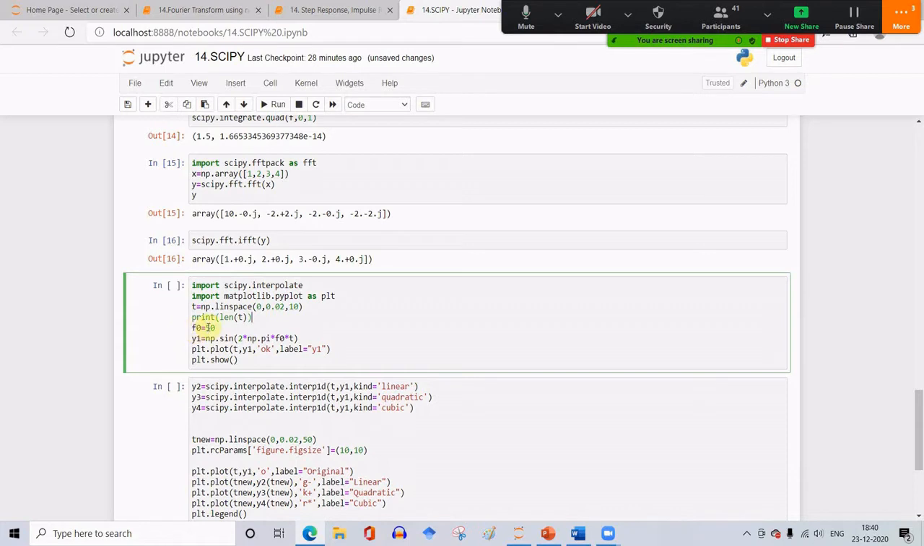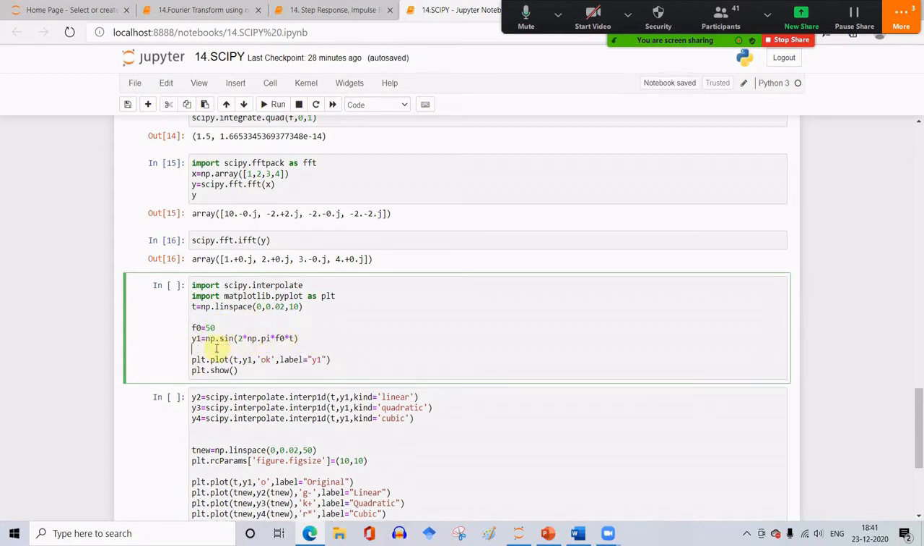Okay. So then f0 is equal to 50. I need not print this. So I am taking the frequency as 50. I am constructing a signal y1 as np.sin of 2 np.pi into f0 into t. So this is sine of 2 pi f0 t. And then I am plotting t versus y1 with small letter o and with the color k. k is for black. And I am labeling this as y1 so that at the end when I give the legend I'll get this as y1.